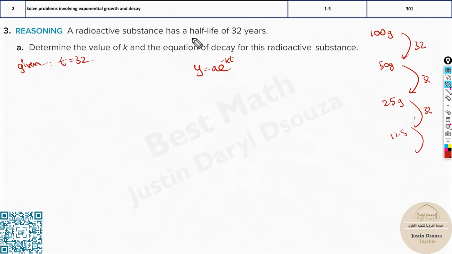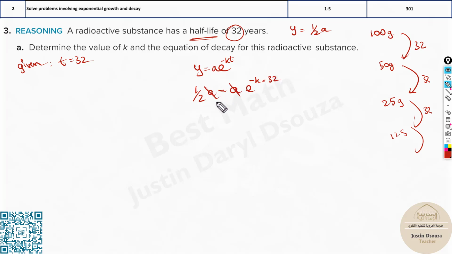Now there is a very important thing. Whenever they mention half-life, there is a rule which you must remember. Y is always equal to half of a. Why? Because when you put this t as the half-life, t is 32 years. After 32 years of time, this y will be half of the initial amount. If the initial amount was 100, y will be 50, right? So directly we can take half a as y, that is equal to a e to the power minus k, we don't have the k value, we have to find the k value, but we know the t value is 32. This is it.